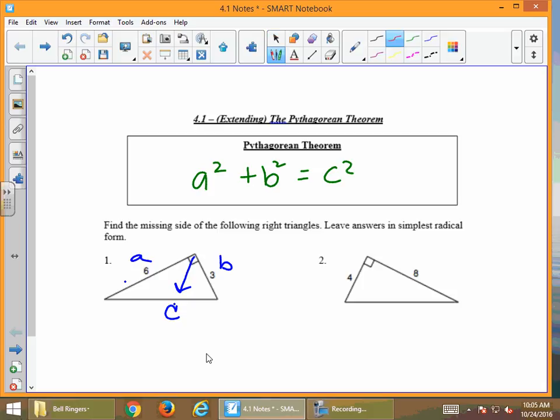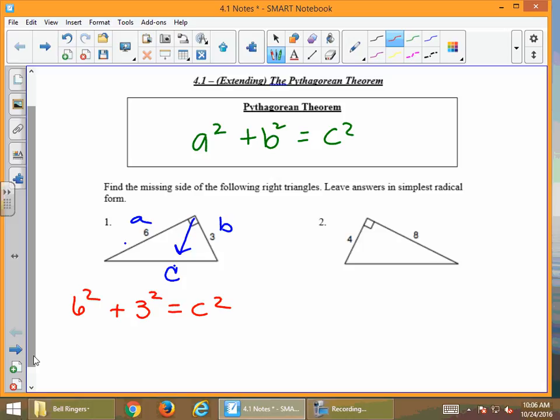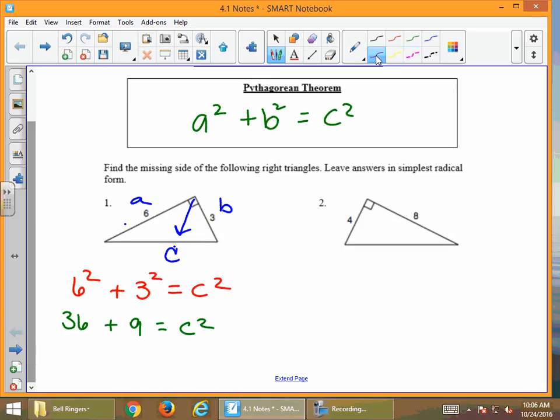Then you just take those values and plug them into your formula. So we said A was 6, B was 3. We didn't get a value for C, so we just leave it as C squared. What is 6 squared? What's 3 squared? And we don't know what C squared is. 36 plus 9 is what? 45.